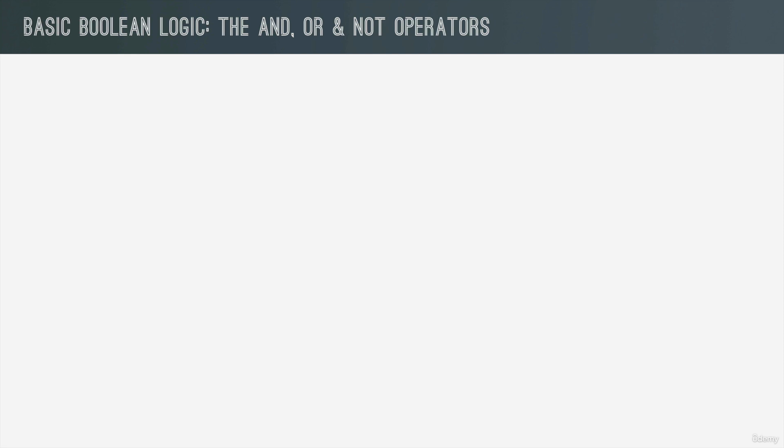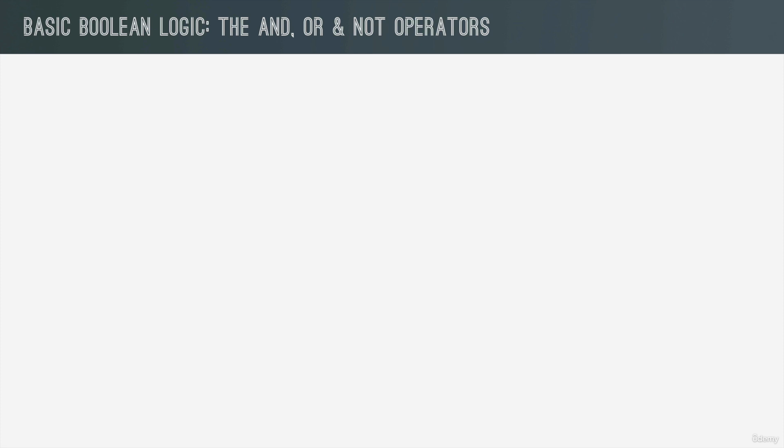So basically, Boolean logic is a branch of computer science which uses true and false values to solve complex logical problems. And in order to do that, it uses several logical operators to combine true and false values. So much like we use arithmetic operators to combine numeric values.